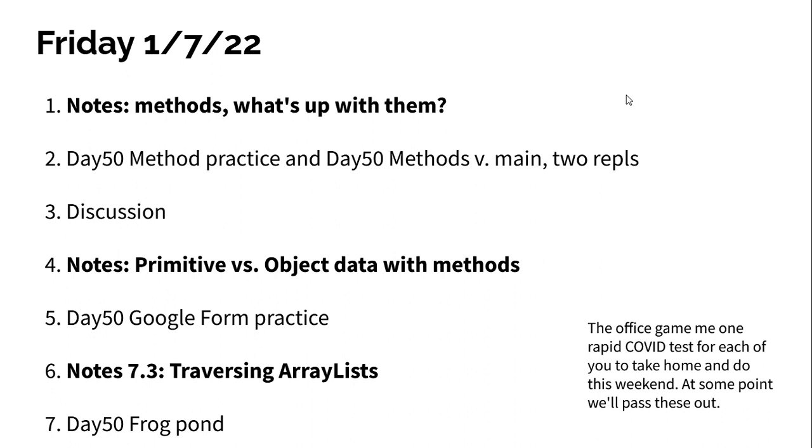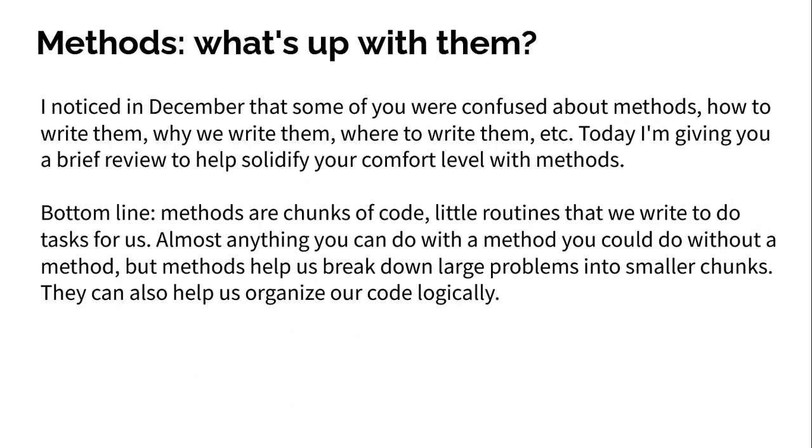So okay, then we're gonna do two quick practice Rupples, and then we'll talk about it a little bit, and then we're gonna do some more notes, primitive versus object data with methods. That's something new. We have a little Google form practice, and then finally short notes about traversing array lists and a frog assignment. That's our plan for the day.